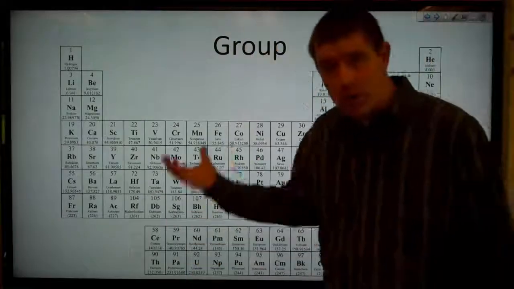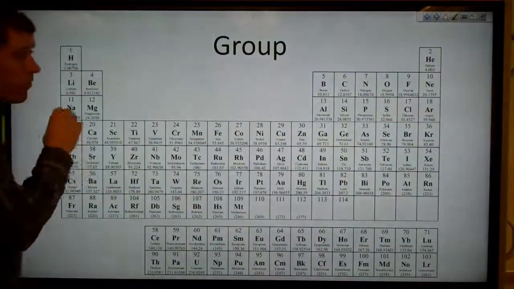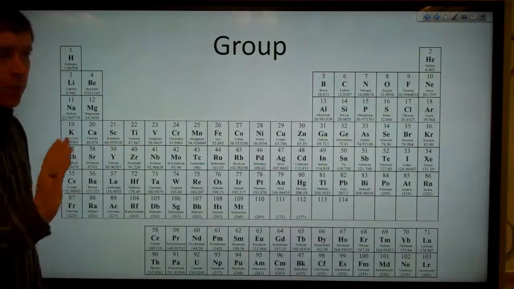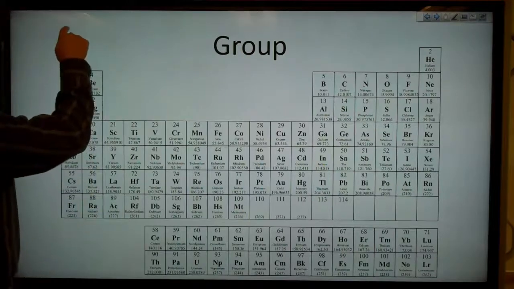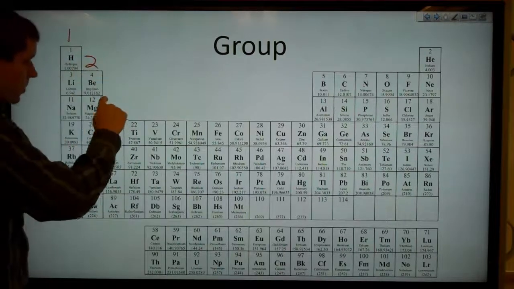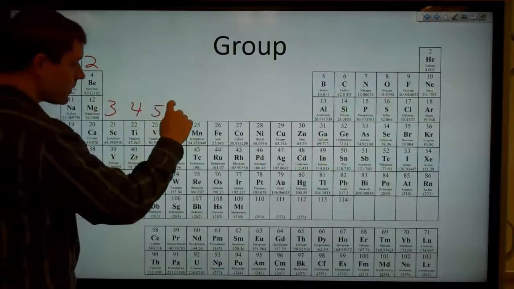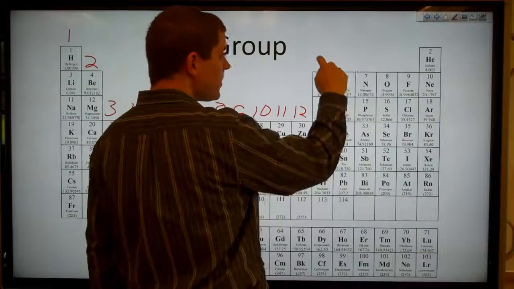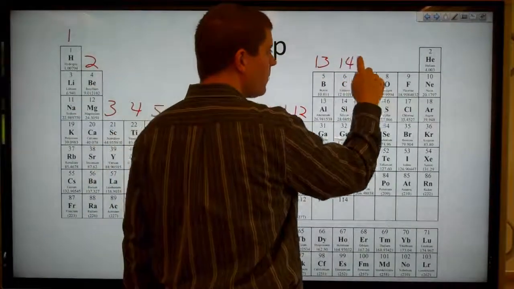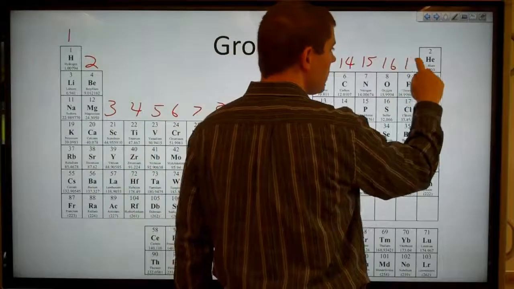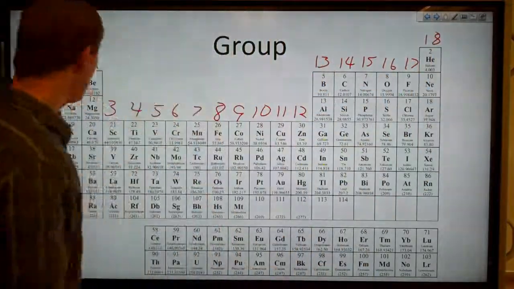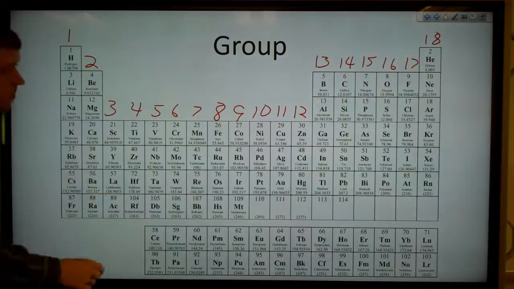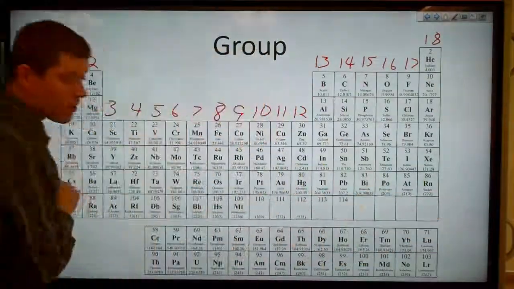So the groups are the vertical columns on the periodic table, and we have throughout time used 2 different systems for describing these. The one that I use is to label this group 1, and that group 2, and this group 3, 4, 5, and so on. Which means that now we get back up here to group 13, and then 14, 15, 16, 17, and 18. So we have groups 1 through 18. Everything in this column, that's all group 1, this is group 2, and so on. Over here, the noble gases are group 18.